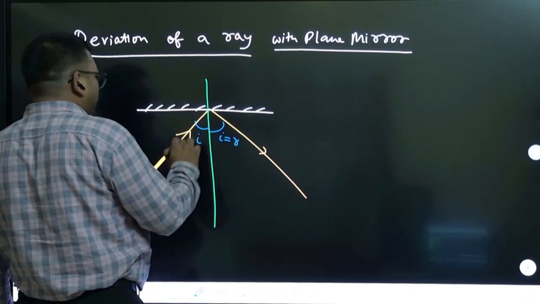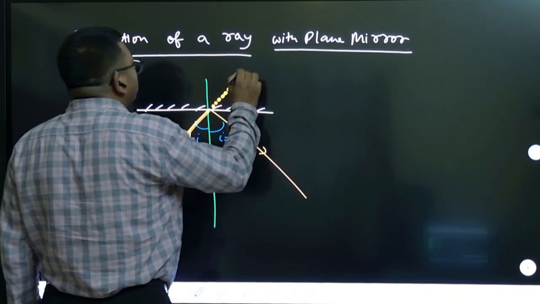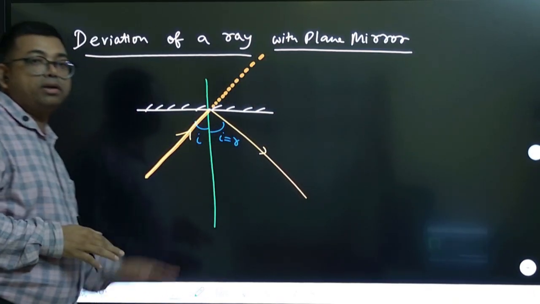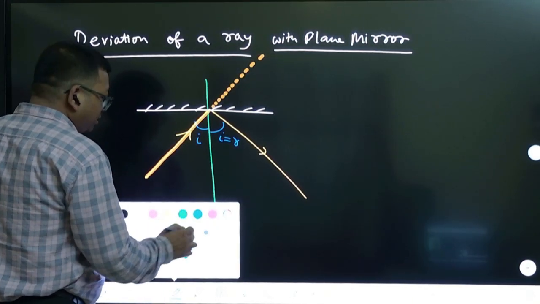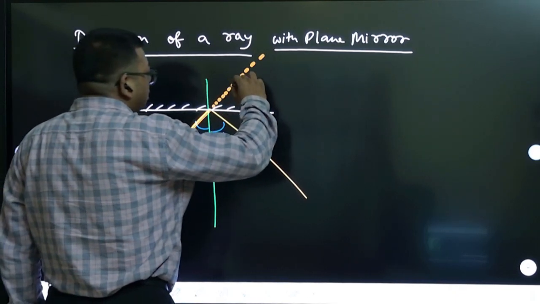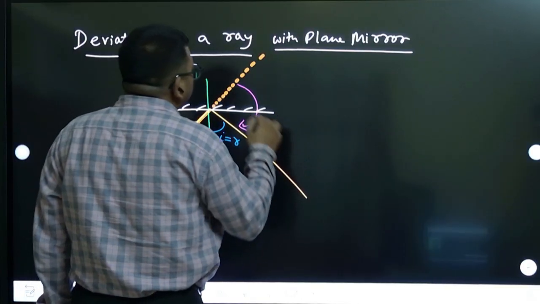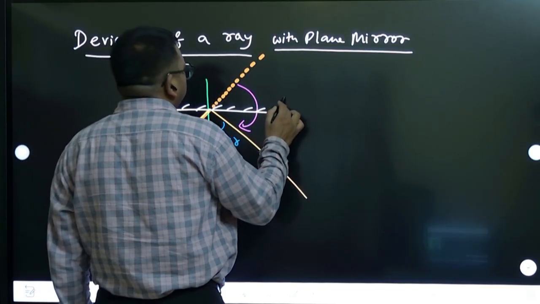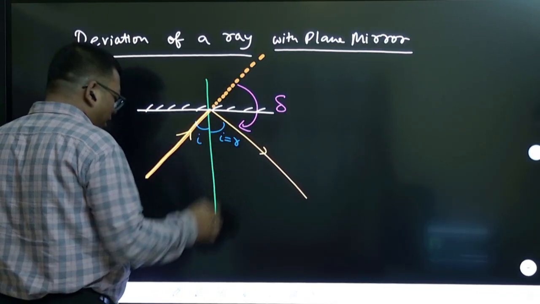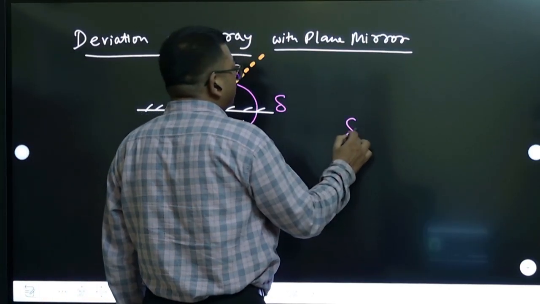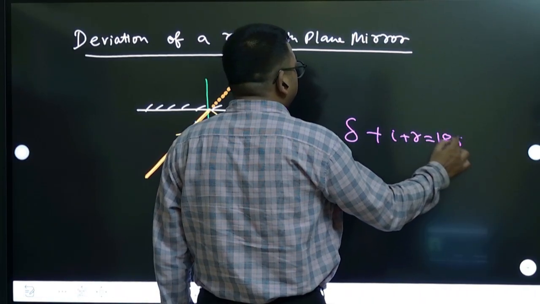Now suppose this ray was going like this. If the mirror was not there, it would have gone this way, right? So this ray has turned or rotated. This angle of rotation you can take as deviation. This is called deviation. Now if I add the total angle, that means deviation plus I plus R is going to be 180 degrees.